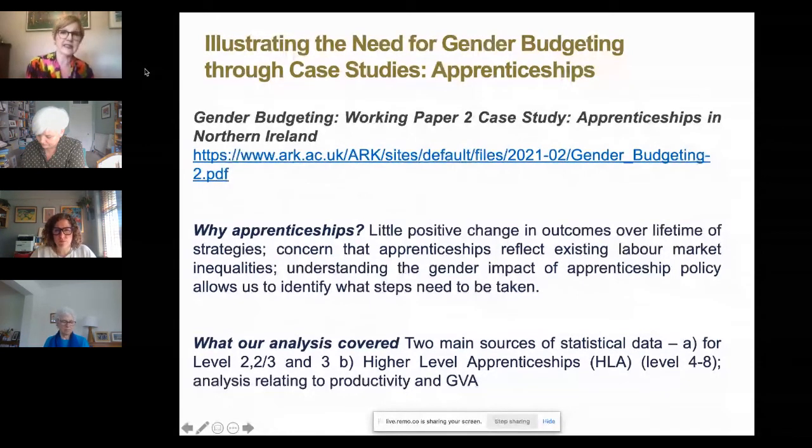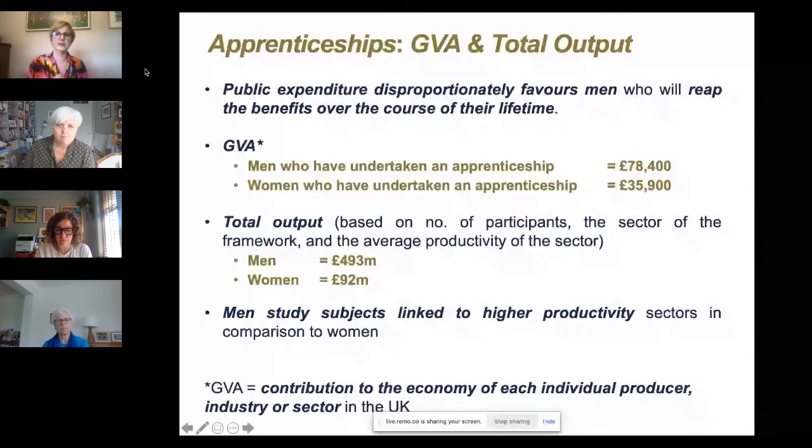And of course, the data has told us that there is a major problem here, that men are the majority of participants in apprenticeship programs, that their representation is increasing year on year, but women's is decreasing. And particularly the apprenticeships at the higher level are being dominated by men. So you can see on the slide here that it's very clear that men study subjects which are linked to the higher productivity sectors in comparison to women. There's a value attached to GVA, and men are seen then as contributing more to the productivity, as contributing more to GVA.